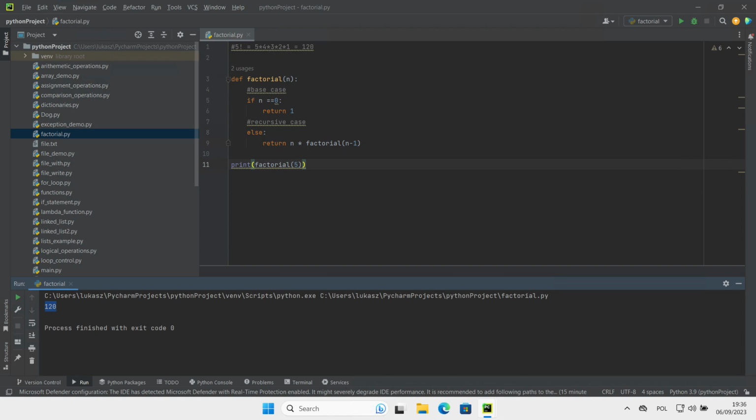Most problems that can be solved recursively can also be solved by using the iterative method, and vice versa. Each approach has its pros and cons. Now I'm going to show how to implement the factorial function using the iterative method.